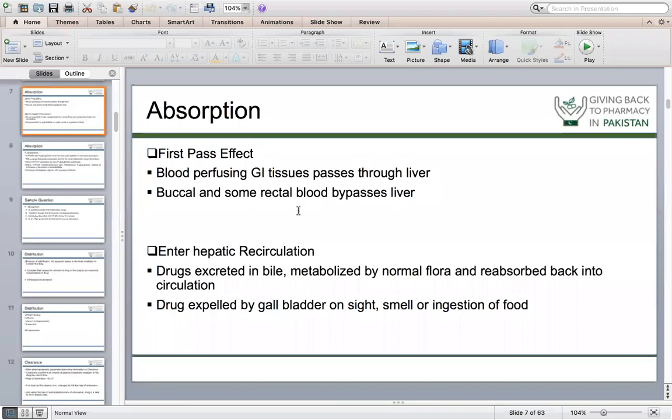Another concept we need to review in absorption is enterohepatic recirculation. What does enterohepatic recirculation mean?